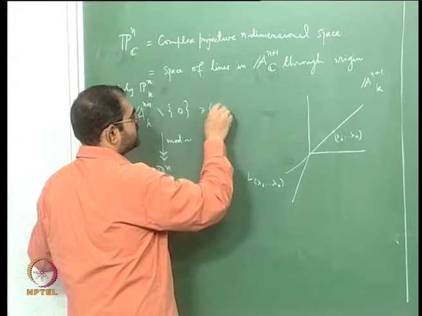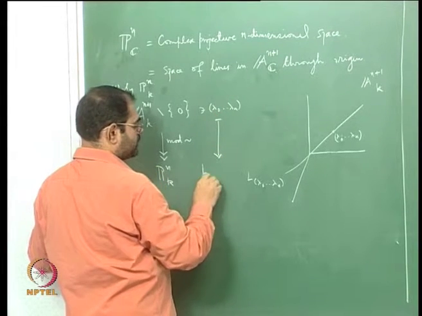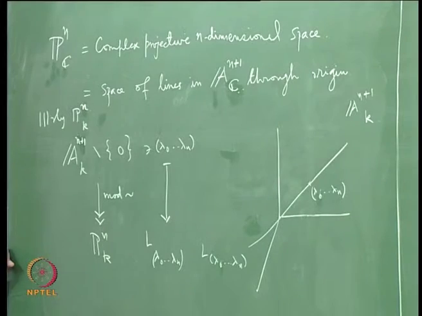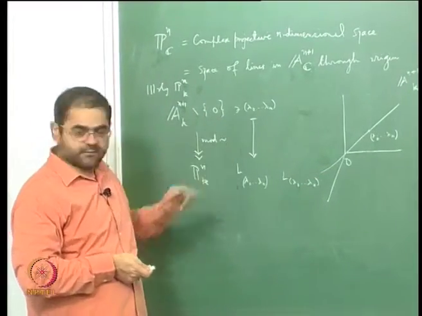This is what I am going to do. I am going to take this point (λ0, ..., λn) and simply map it to the line passing through (λ0, ..., λn), and of course through the origin. That is the line that joins this point to the origin. I am simply mapping this point to that line.